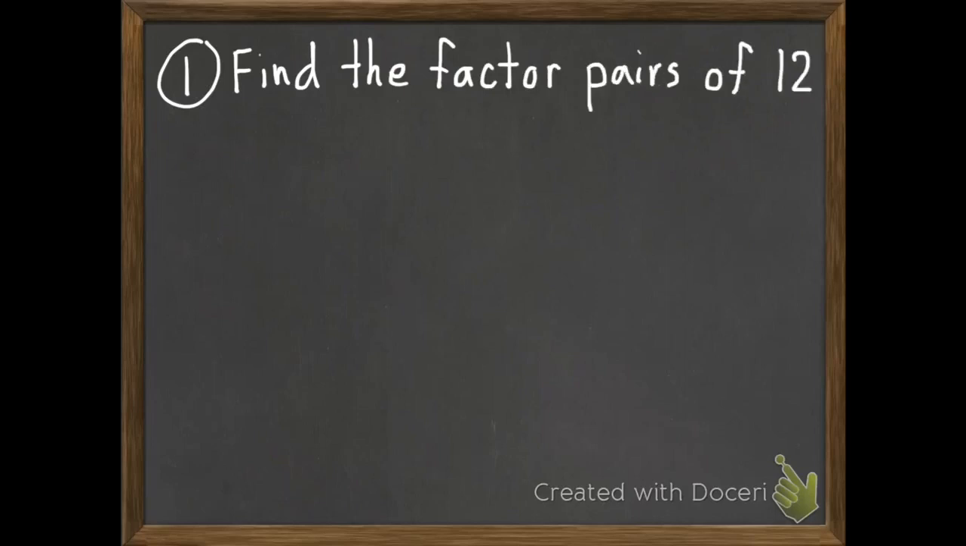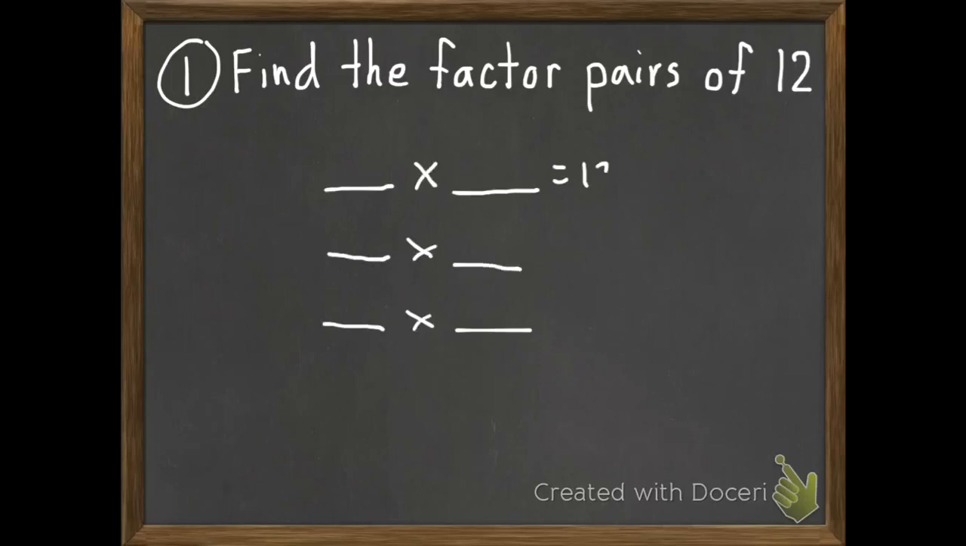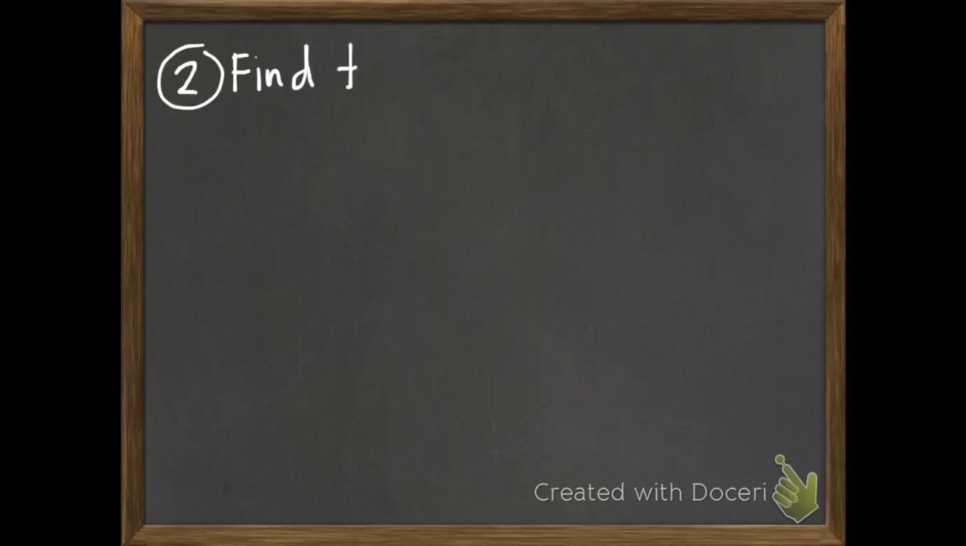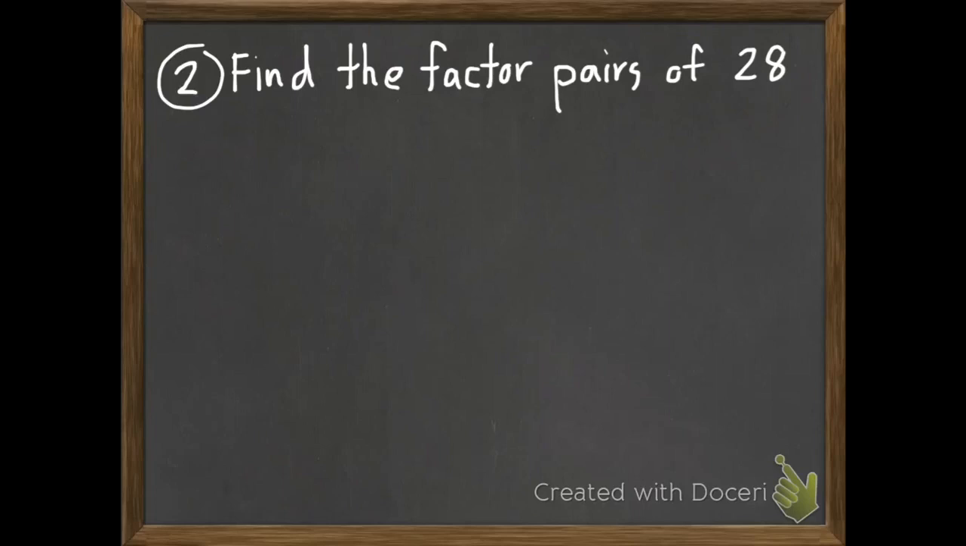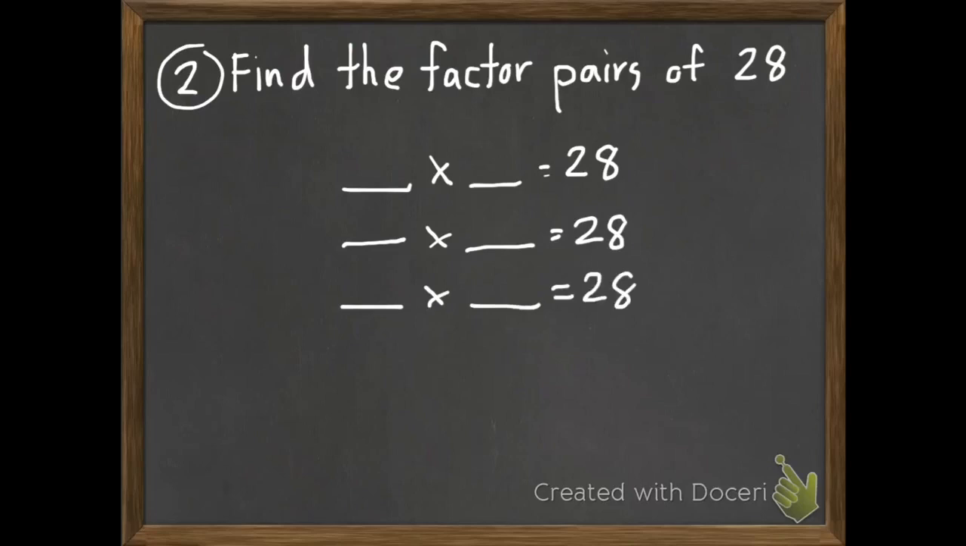Find the factor pairs of 12. And I'm even going to give you a hint. There are 3 of them. So go ahead and pause this until you're done, and this will be the first problem you will show me in class tomorrow. Number 2. Find the factor pairs of 28. And once again, there are going to be 3 of them.